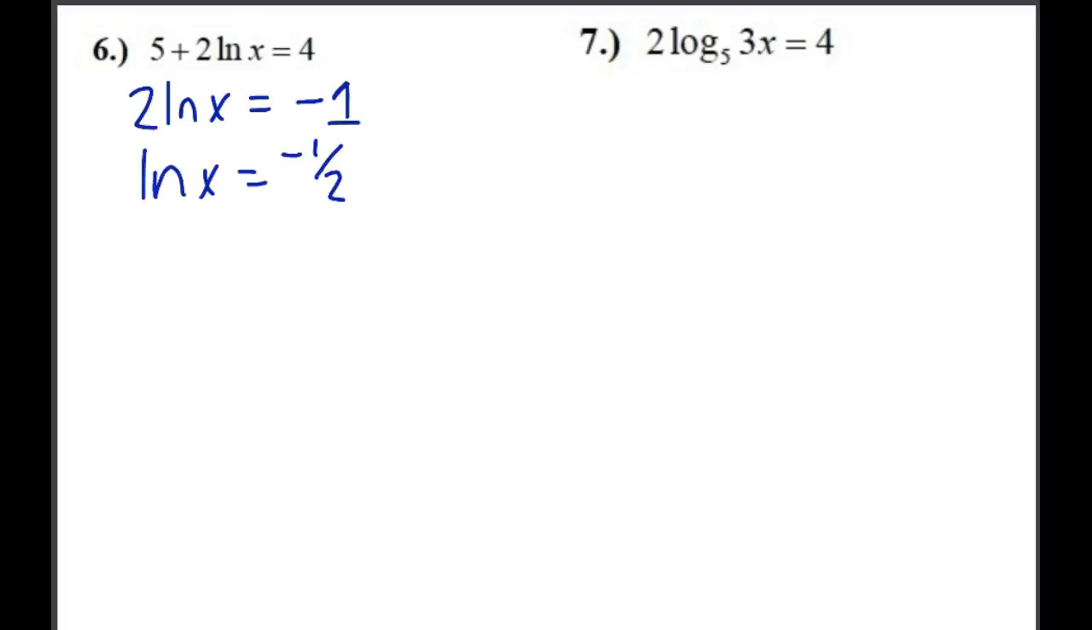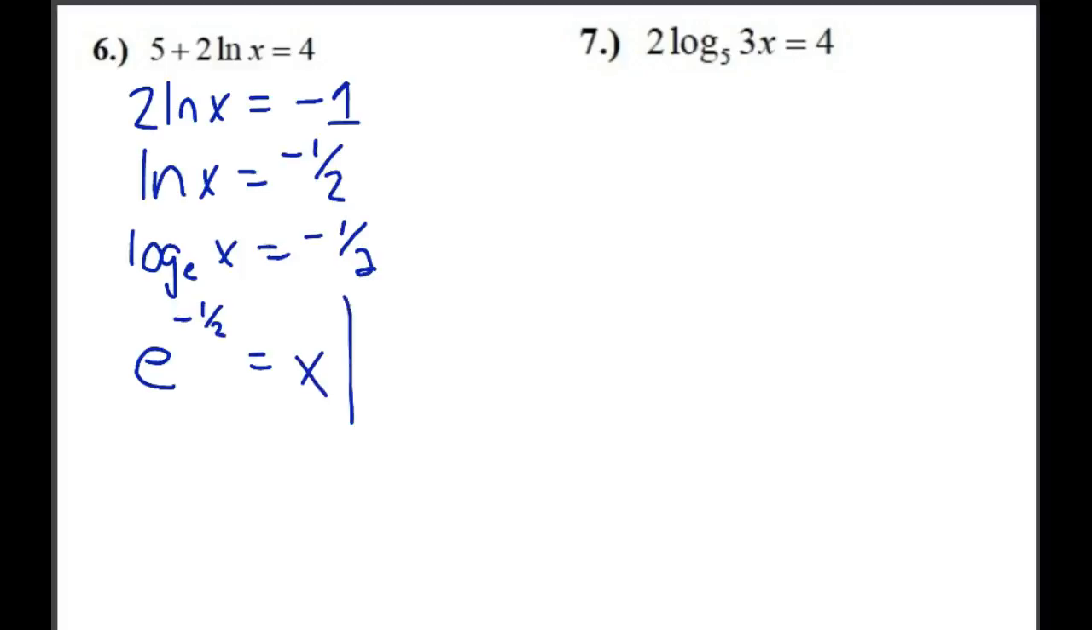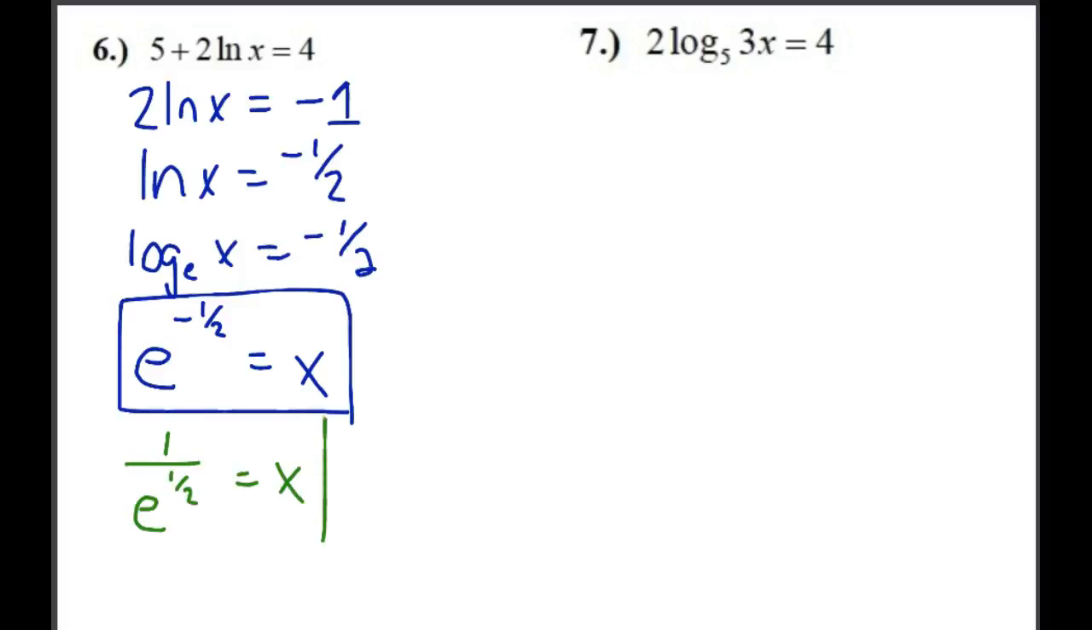We want to solve for x, so we've got to get rid of the log, so we're going to write it in exponential form. So natural log is log base e. My base is e. Logarithms equal exponents, so my exponent is -1/2 equals x. You can leave it like that. The other way you could write your answer, if you want to make this a positive exponent, you can. Typically the book will leave e to a negative exponent if it ends up having a negative exponent.